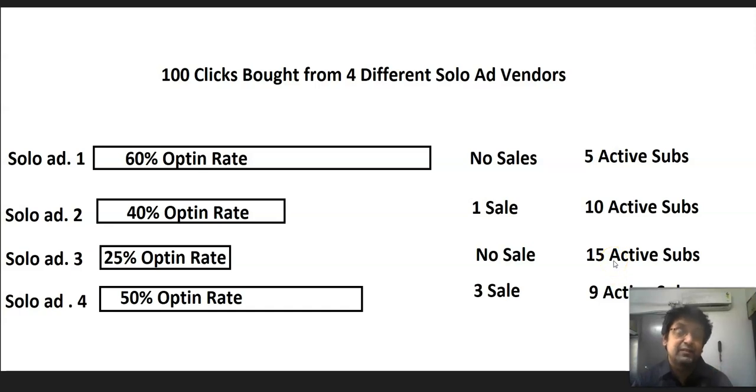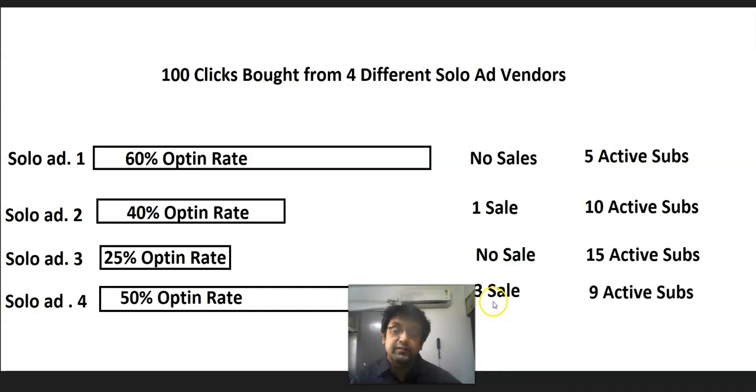That is actually a really good point when you consider it from a longer term perspective. And the fourth one, of course, has a 50% opt-in rate, and I can take my face off over here, which got you 3 sales and also 9 active subscribers. So in my opinion, this is maybe 15 to 20% highly engaged people.